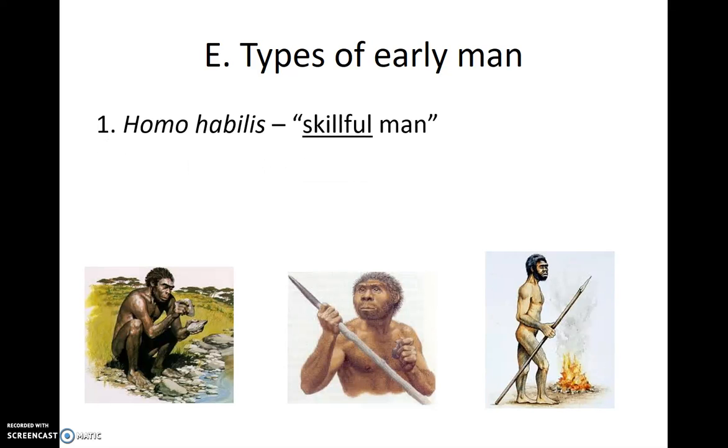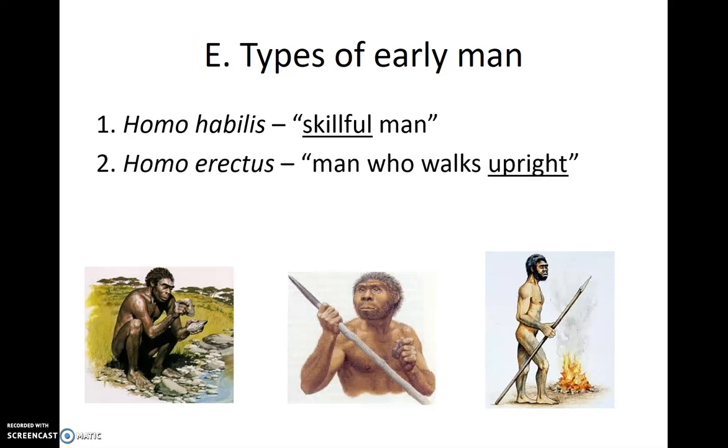The first is known as Homo habilis, meaning skillful man. And this is where, again, we start to see those tools being used to a small degree, being able to use the surroundings, not just what's given, but being able to shape it.